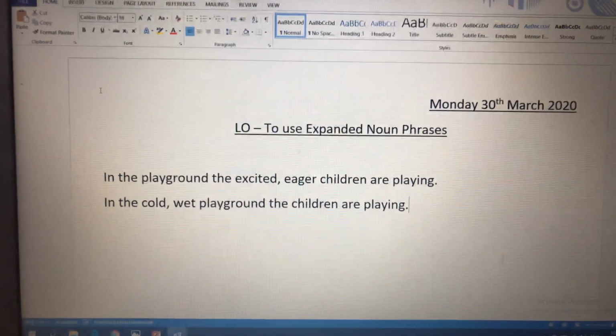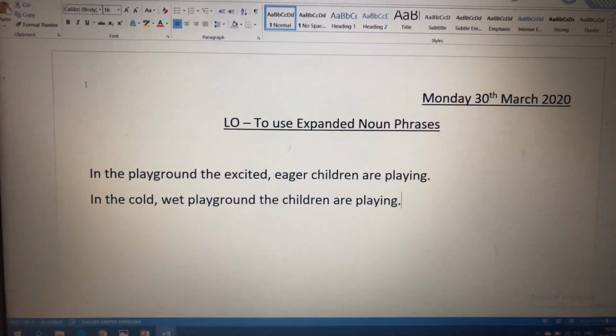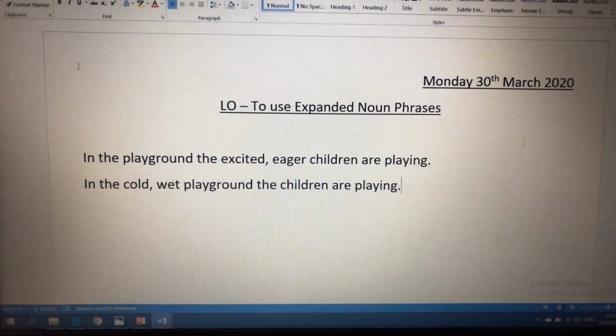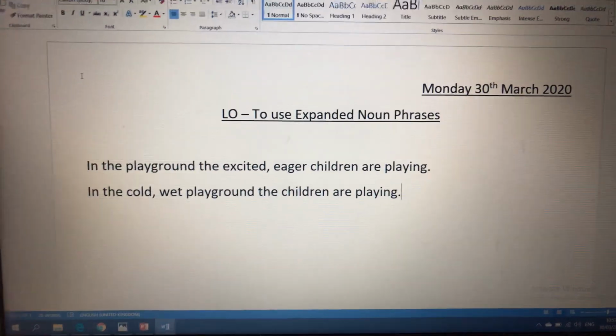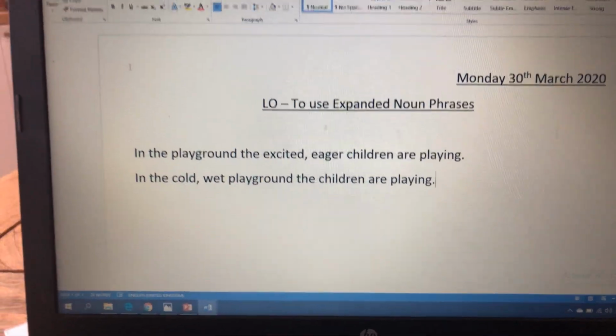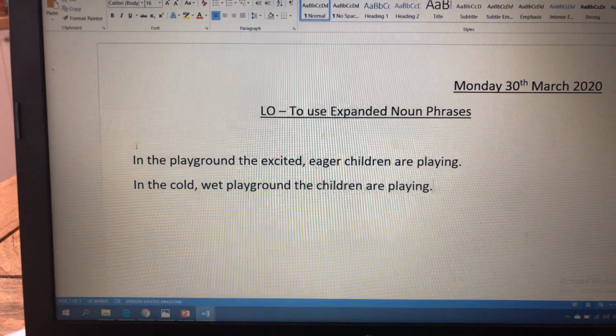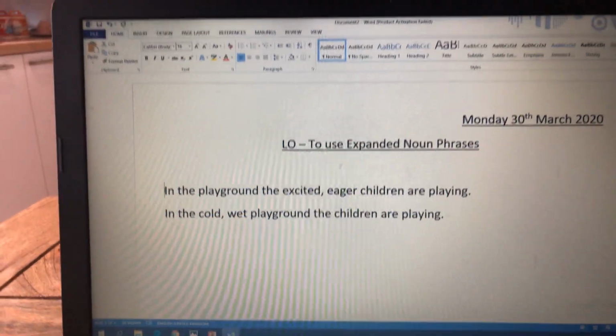So we're looking today at expanded noun phrases, which is one of the first things that the children did at the start of the year. But before that, what we worked on was sentence structure and what has to be in every sentence. So if we look at the top sentence here: in the playground, the excited, eager children are playing.